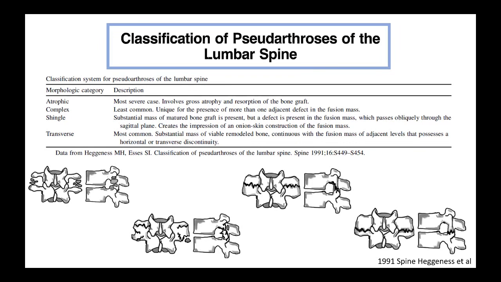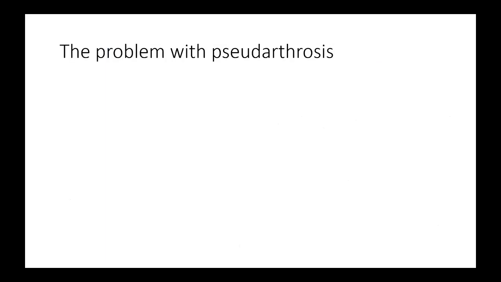So atrophic pseudarthrosis, similar to atrophic non-unions, has gross atrophy and resorption of the bone graft. There's something probably wrong with the biology. Shingled and transverse are similar to hypertrophic non-unions in that there's a substantial mass of bone. However, there's no fusion, so this could be related to more of a biomechanical cause. And then complex doesn't really fit into the oligotrophic non-union category, but it references more the pattern of the non-union and the bone that's there. But again, not super commonly used from my review of the literature.